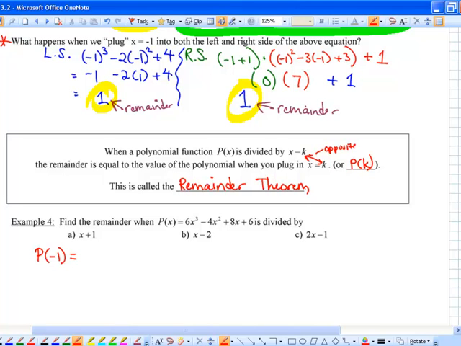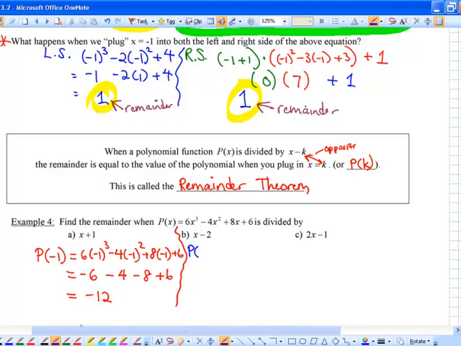So we'll plug in negative 1: 6 times negative 1 cubed minus 4 times negative 1 squared plus 8 times negative 1 plus 6. Go ahead and do that yourself. And if you evaluate correctly, like what I did, you'll get the remainder negative 12.